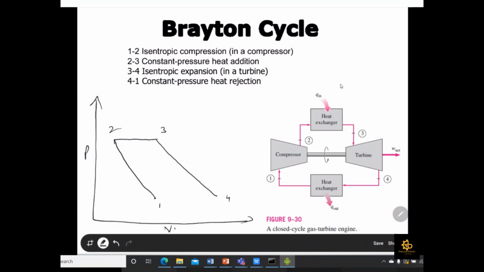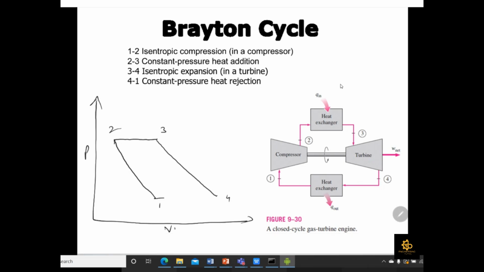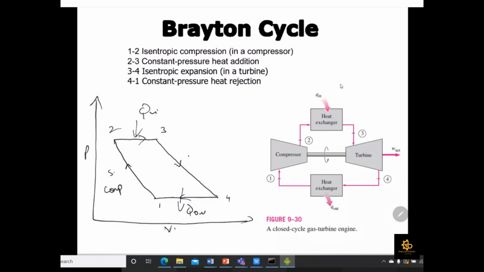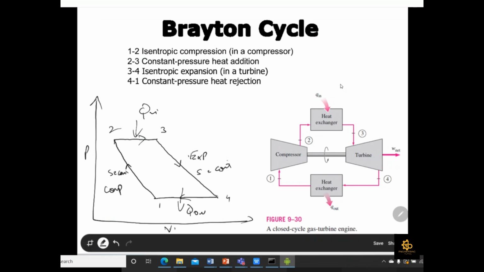Okay, then 4 to 1 is your again constant pressure heat rejection process. So it means that this point and 4 is on the same pressure. So this is your 2 to 3 is Q in and 4 to 1 is Q out. 1 to 2 is your compression process and also entropy is constant over there. And this is your expansion process. Also S is equal to constant. So this is the PV diagram for your Brayton cycle.